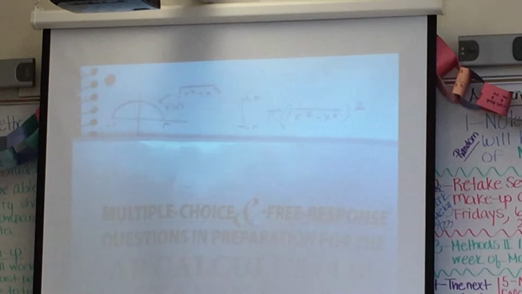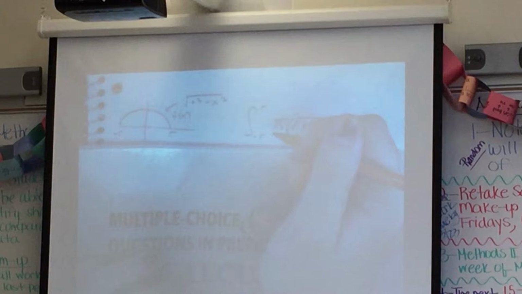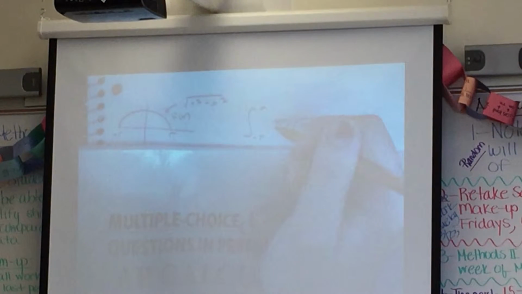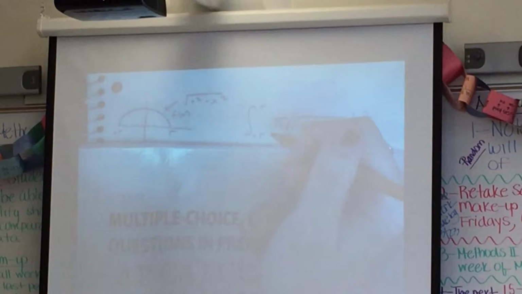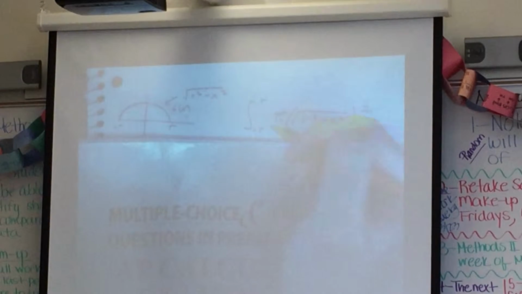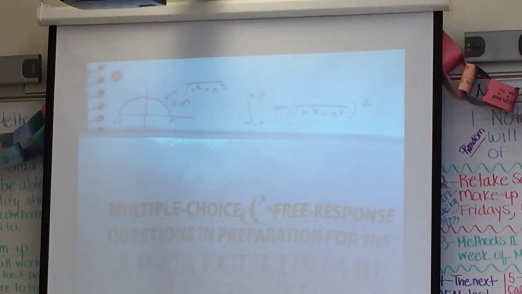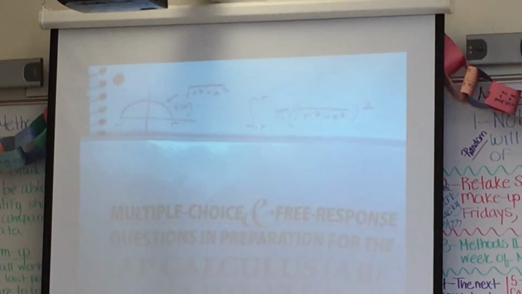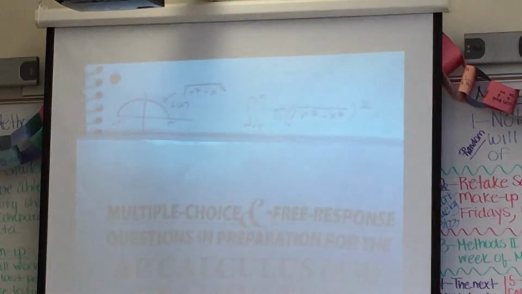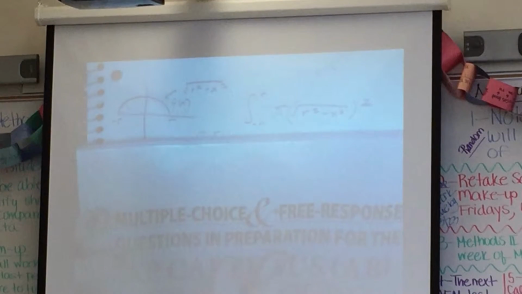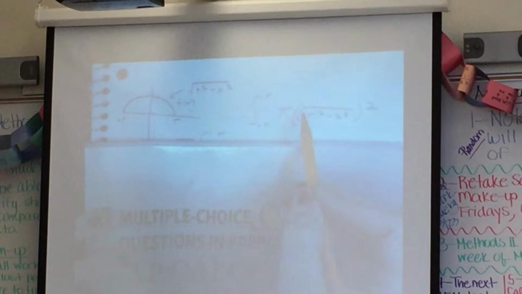So does everyone understand why our bounds here go from negative R to R? That's the first step that we need to make sure everyone has. Because if we have a circle and we center it at the origin, the bounds are going to be from the negative radius to the positive radius. That's going to determine the size of our circle. And then we have our basic formula for pi r squared.